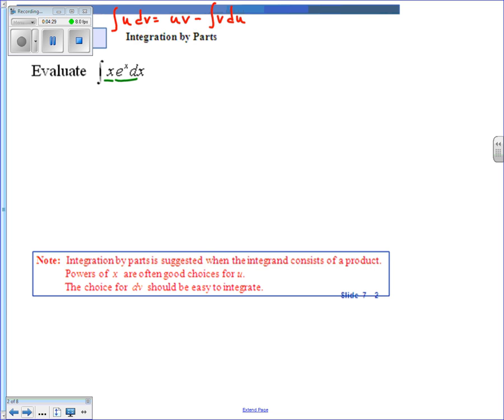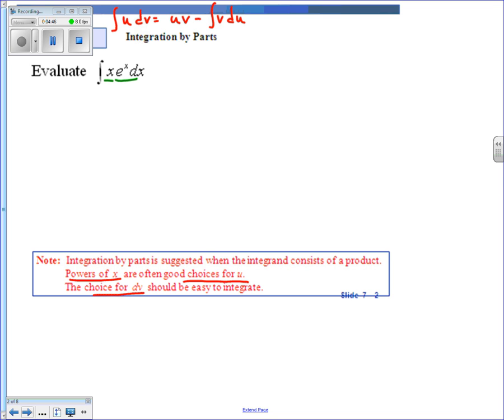Now, a suggestion on this: a lot of times if you have powers of x, they make really good choices for the u. So choose those if you're trying to figure out your u in most cases.